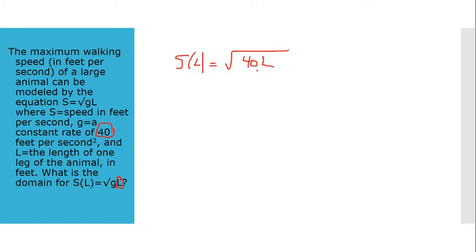If we put in 0, could we have a speed of 0? Because 0 times 40 would give us 0, and the square root of 0 would be 0, so that would leave us with a speed of 0. Well, we can have a speed of 0, but can we have an L that is actually 0? Can we have a length of an animal's leg be 0? Well, if they have a leg, it's not going to be 0 feet. But if we plug in any positive number, then we'll get a leg that's whatever feet long, and we'll end up with some sort of positive walking speed. So that means that our L has to be greater than 0. So that would be our domain, L greater than 0.